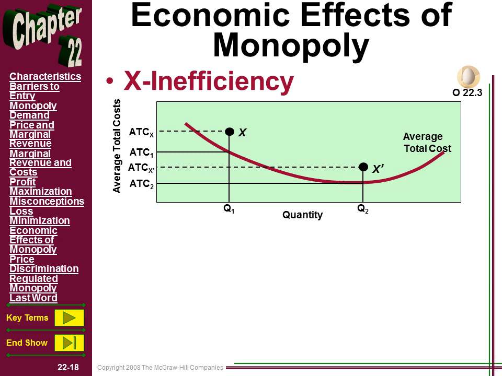So think of this average total cost curve as the potential average total cost curve for the monopolist. In theory, the firm should achieve an average total cost per unit of ATC2 if they could produce Q2, and they should achieve an average total cost of ATC1 if they produce quantity 1.